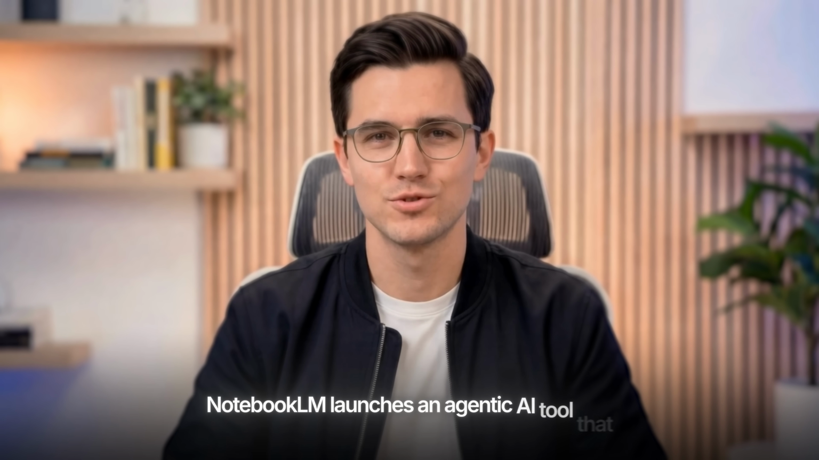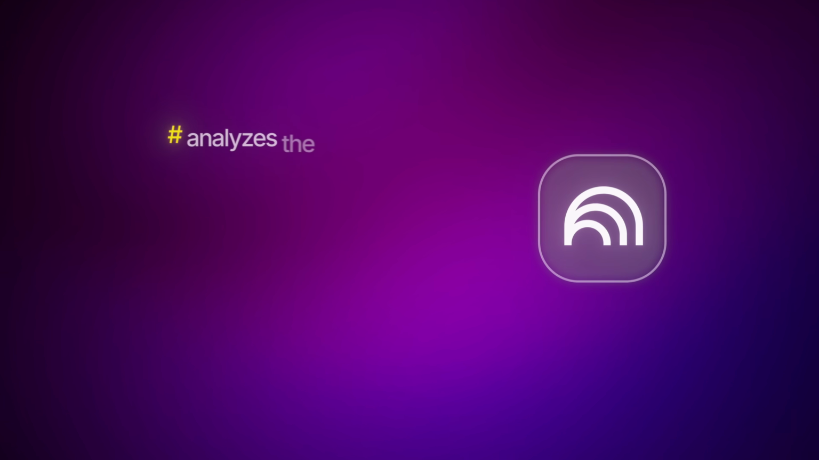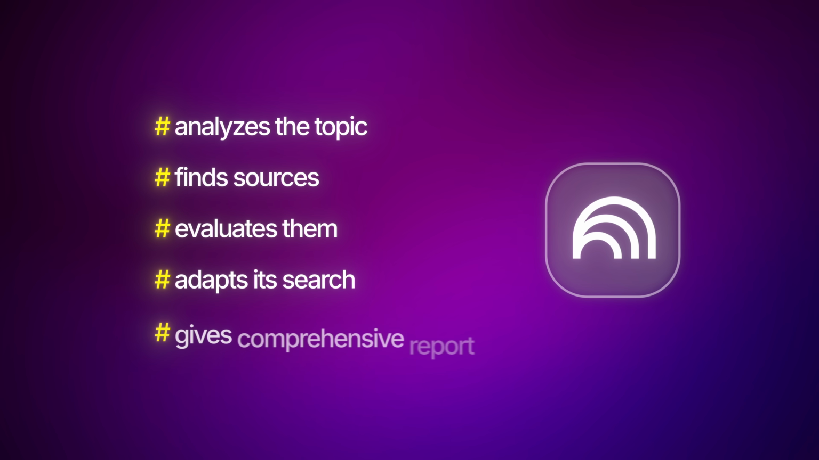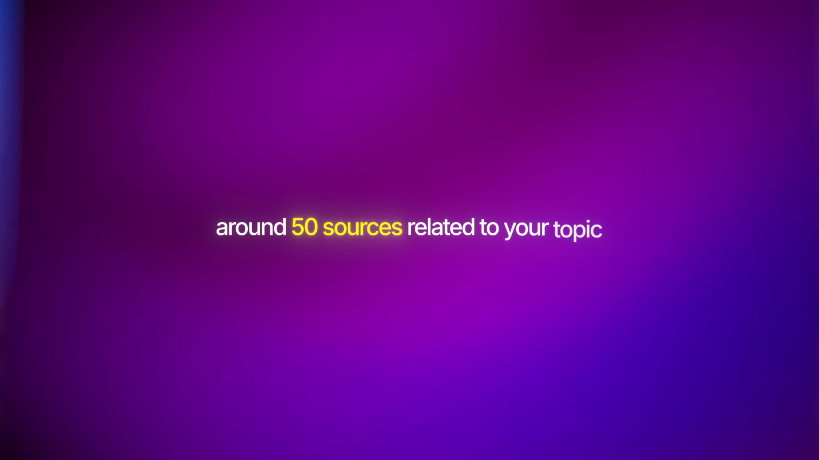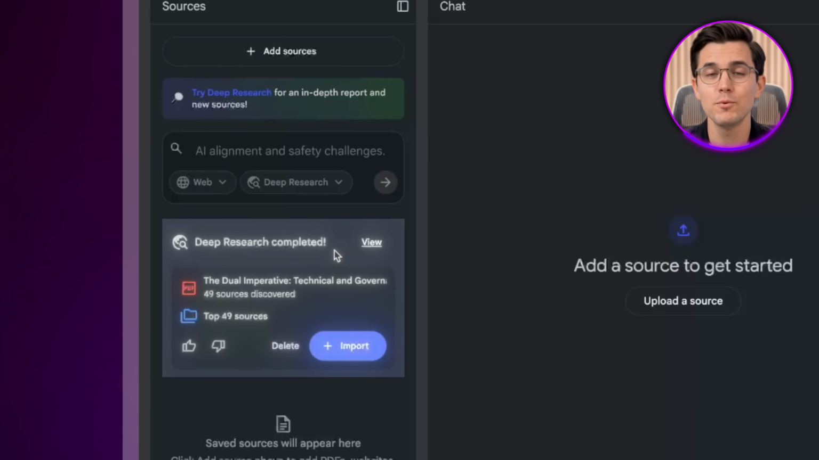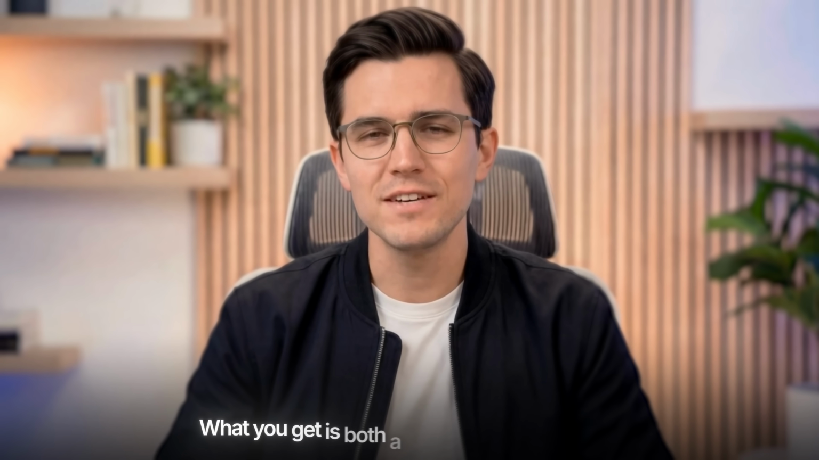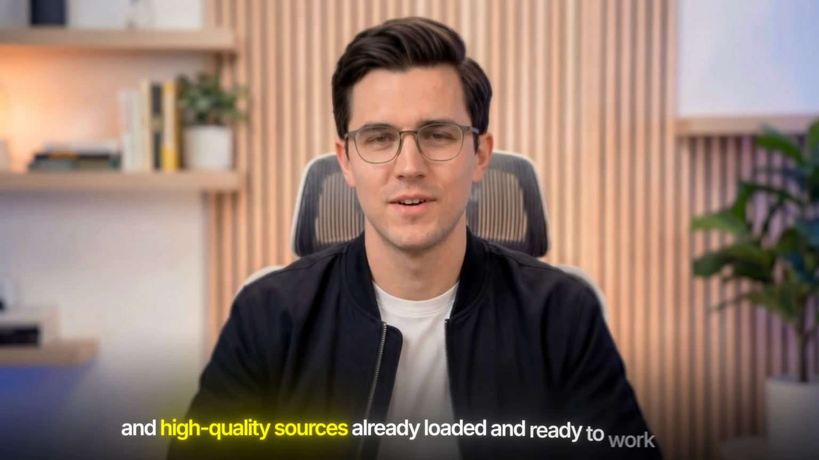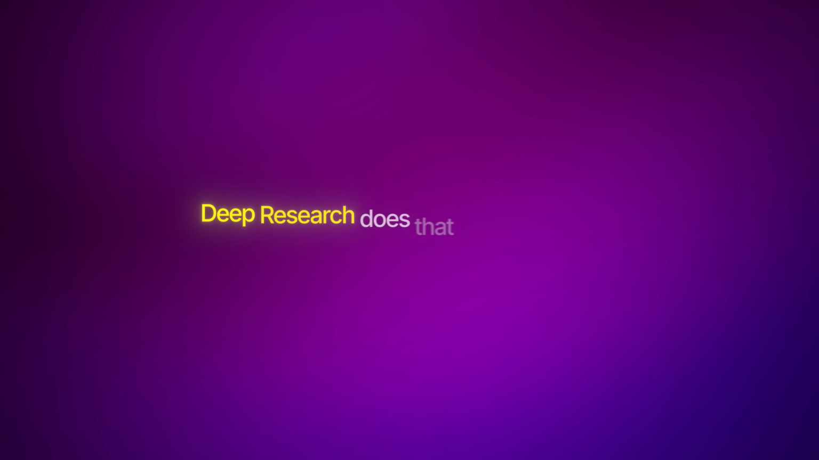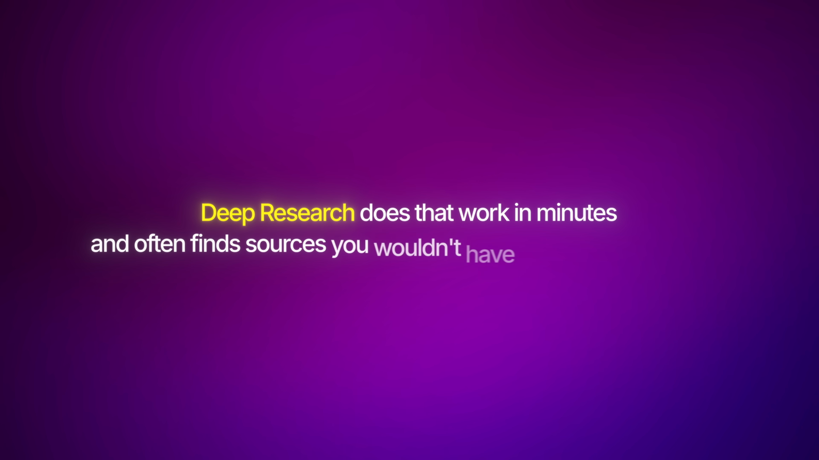NotebookLM launches an agentic AI tool that autonomously researches your topic. It doesn't just do keyword matching like a basic search. It actually analyzes the topic, finds sources, evaluates them, adapts its search strategy to fill gaps, and generates a comprehensive research report, which means deep research will be able to discover around 50 sources related to your topic. It generates a detailed research report synthesizing those sources. Then it selects the most relevant sources and imports them directly into your notebook. What you get is both a curated research report and high-quality sources already loaded and ready to work with. And that matters a lot because most people spend hours manually searching for sources, evaluating quality, and uploading them one by one. Deep research does that work in minutes and often finds sources you wouldn't have discovered manually.